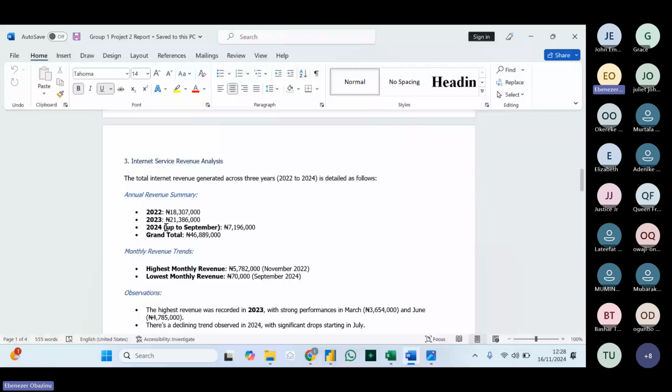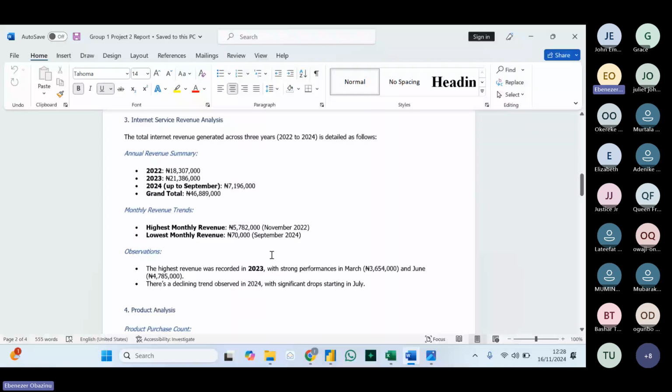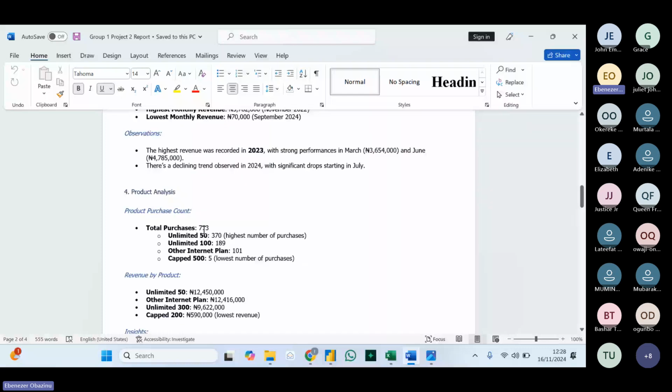Then monthly revenue trend. The highest monthly revenue, which I mentioned earlier when I was on the dashboard, is 5.7 million. That is November 2022. And the poorest month is September 2024, which is just 70,000 naira. So product analysis. Total purchases is 773 products sold. And of course, unlimited 50, 370 because it's the cheapest. White cap 500, we have just 5 products sold there.